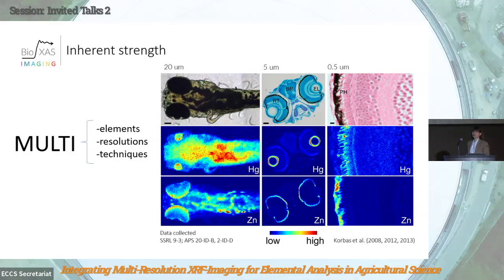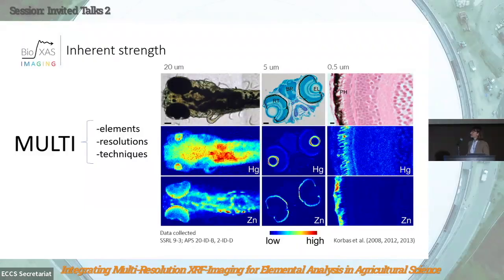The macro resolution helped to identify the location where mercury was preferentially accumulated, identifying the eye as a sensory organ. Then the micro mode on the relevant head cross section revealed that mercury was preferentially taken up by the epithelial cells surrounding the eye core lens. And the submicron resolution further revealed that mercury was taken up by the photoreceptors within the retina.